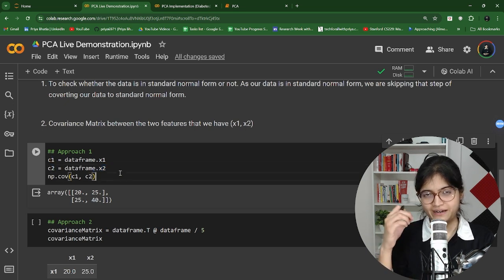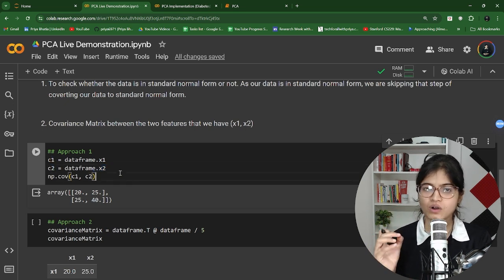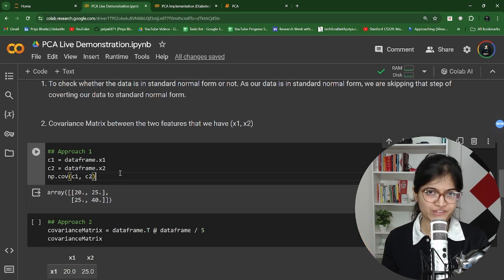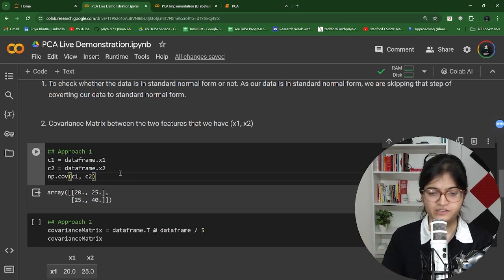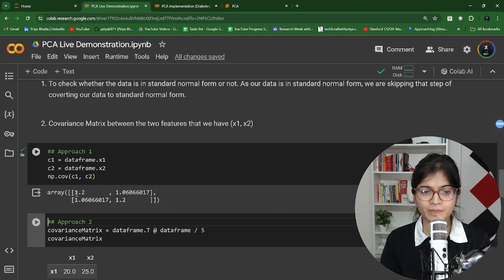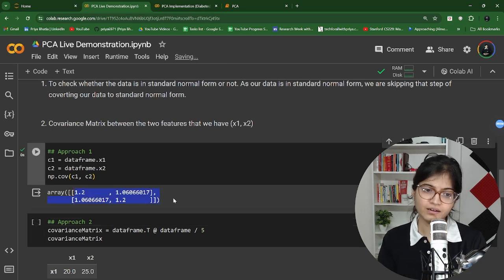Now, one way to directly evaluate the covariance matrix is to call the function cov in NumPy. We can directly call that, and that function will give us a matrix. So if I just run this, you will be able to get a covariance matrix in a wonderful manner.